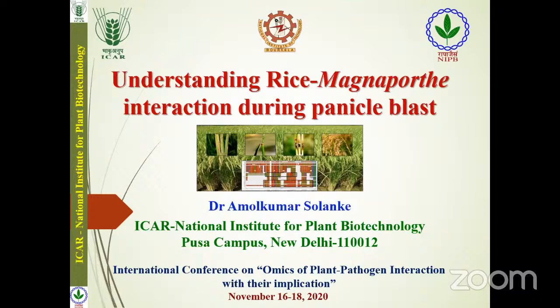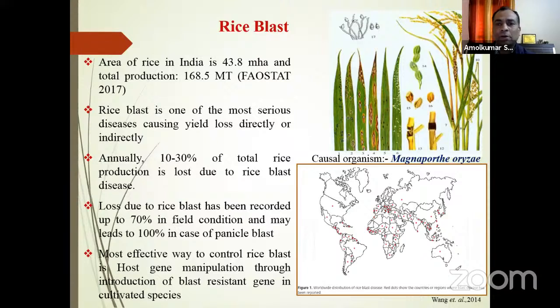Okay. So basically, if we talk about rice, it is the staple food of India. In India, almost 44 million hectares are under rice, and its total production is 167 million tons. We know that rice blast is one of the most serious diseases of rice, causing losses both directly and indirectly. Its annual total production loss is 10 to 30%.